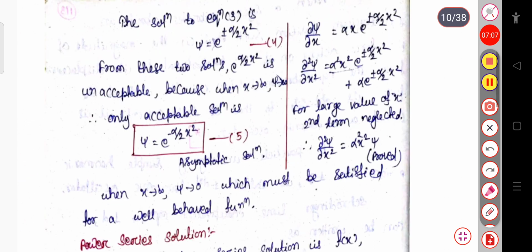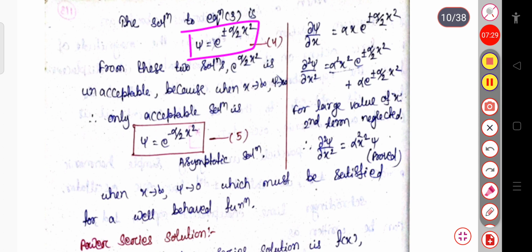And if you solve that equation, the solution will be psi equal to exponential plus or minus alpha by 2 x square. So here you can see there are two solutions, that is exponential plus alpha by 2 x square, and another one is exponential minus alpha by 2 x square.